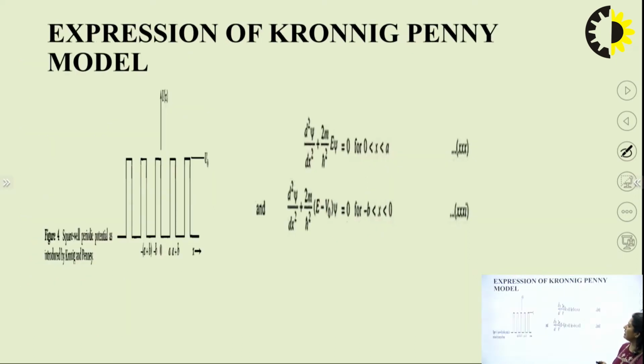So next we have the expression of the Kronig Penney model, which is d²ψ/dx² + (2m/ħ²)Eψ = 0, and similarly d²ψ/dx² + (2m/ħ²)(E − V)ψ = 0, which is the same as the Schrodinger wave equation. This is for 0 to a and this is for −b to 0. So equations 1 and 2 show the Schrodinger wave equation analysis for the Kronig Penney model.